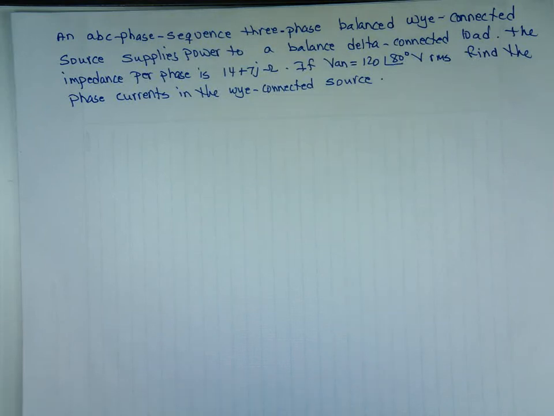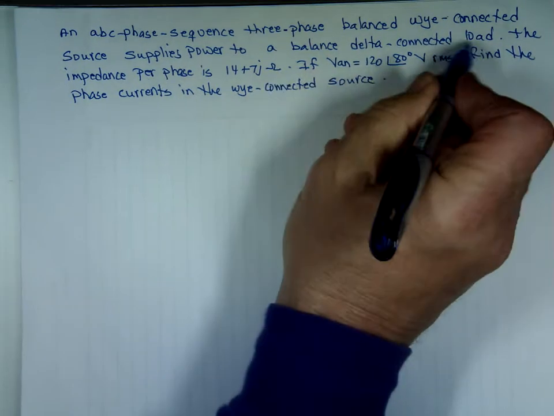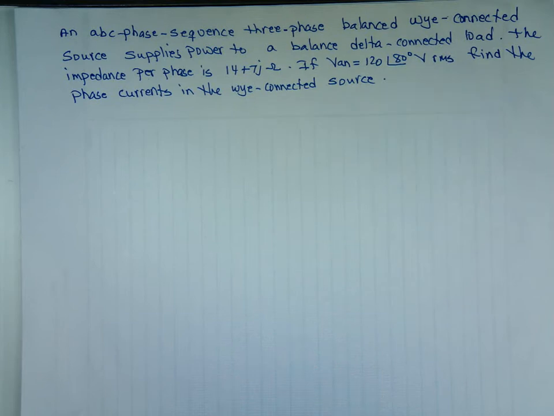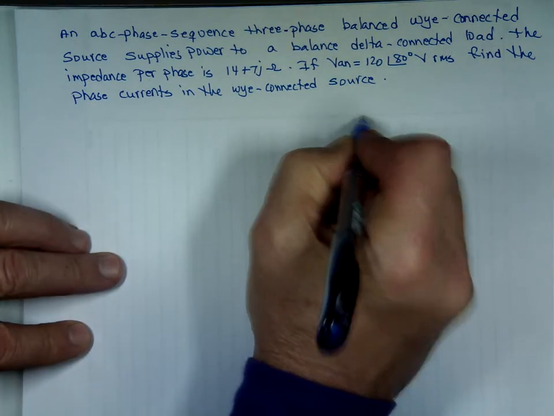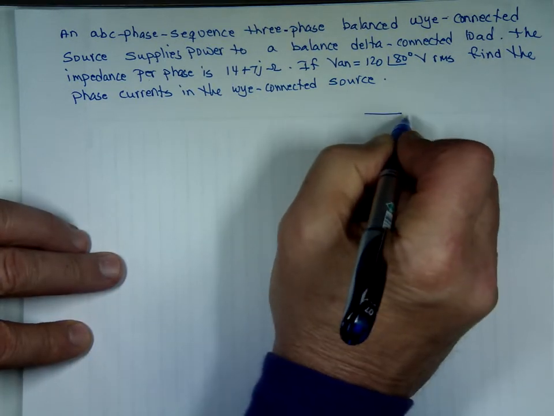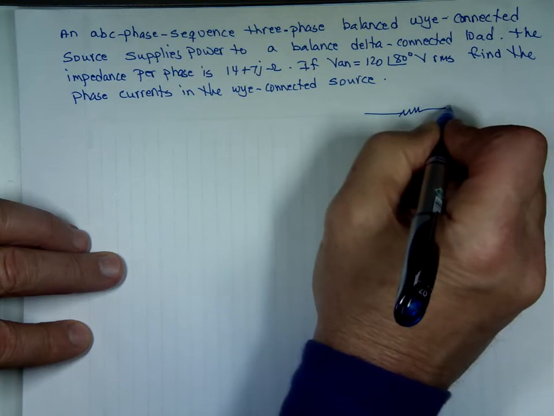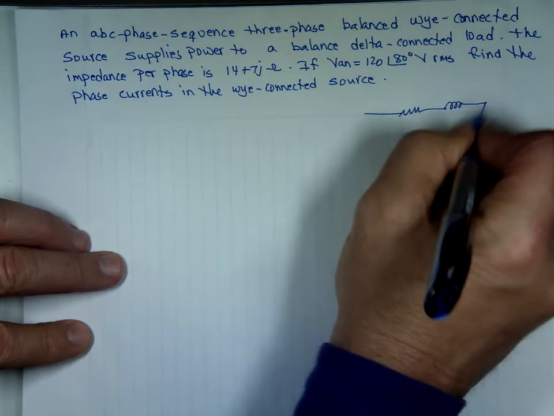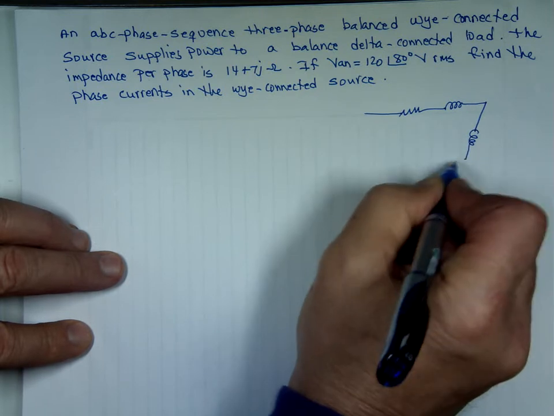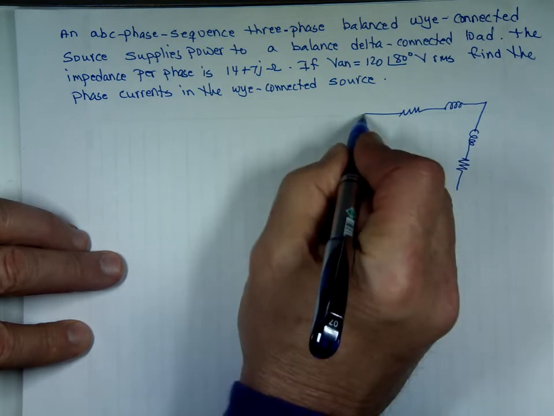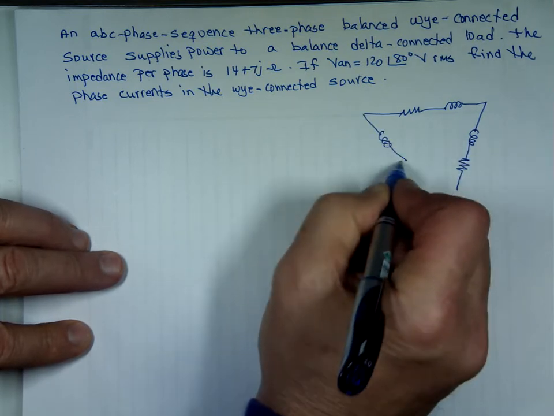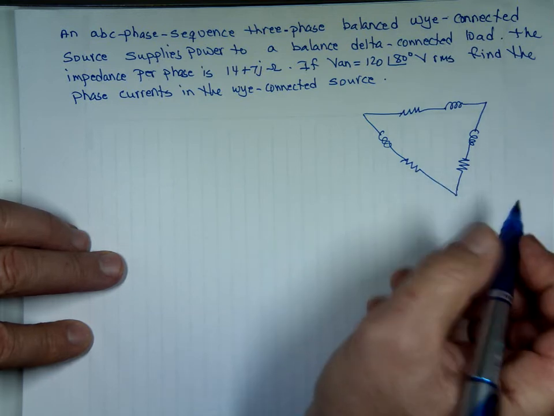Okay, another example here. An ABC phase sequence, three-phase balanced Y-connected source supplies power to a balanced delta connected load. So the load is delta. So my load looks like this. It doesn't really matter if I flip it. That's what my load looks like.